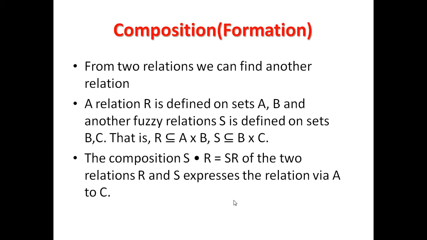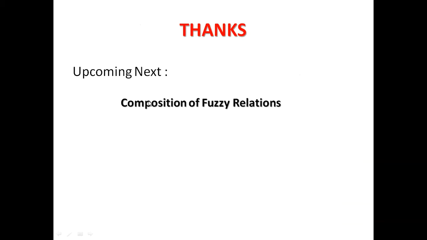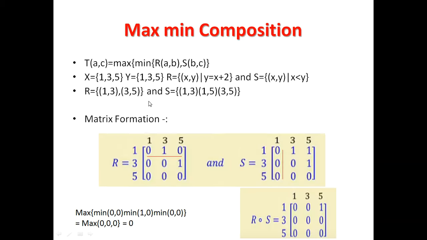So for that, we use composition. There are various ways of finding composition. We are going to use max-min composition for finding the output of this one. Max-min is very similar to the product of matrices. If you want to calculate the product of matrices, we use a specific formula for that. In the same way, for calculating the max-min composition, we use a specific formula.